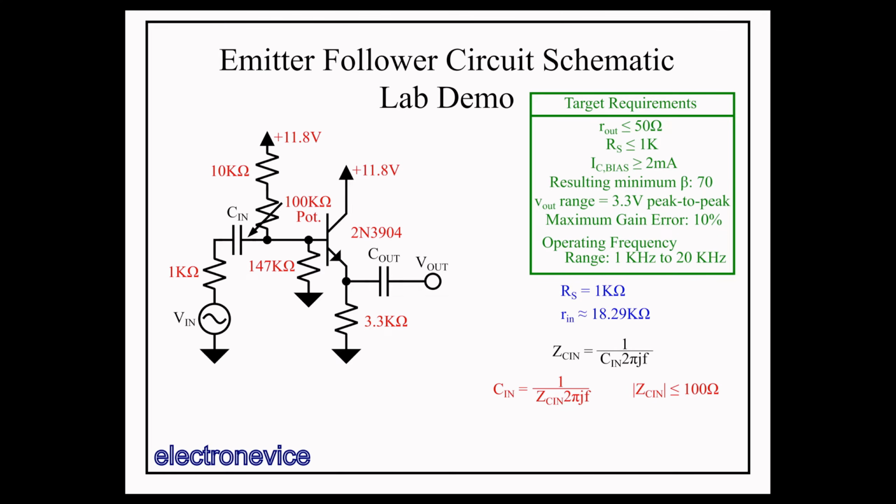So plugging in 100 ohms for our Zcin value and multiplying it by negative j to get it in appropriate units, the negative is due to the phase shift caused by the capacitance, we get a required capacitance of at least 1.6 microfarads. I'll put a 10 microfarad capacitor in for Cin to be conservative.